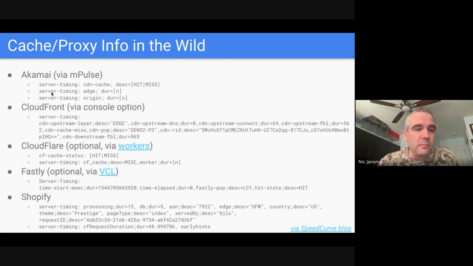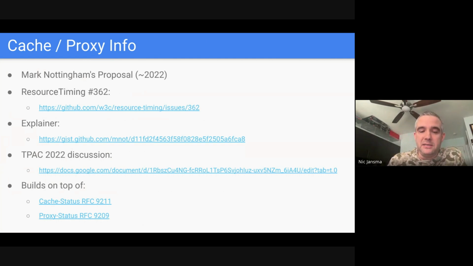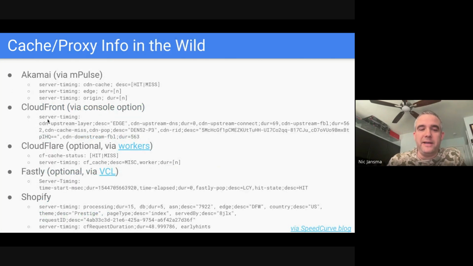I will note that in sampling this, the proposal today builds on top of the cache status and proxy status RFCs, which I think are just proposals at this moment. And I couldn't actually find any of those headers in the wild. I'm not sure if anybody here knows if anybody is emitting Cache-Status or Proxy-Status, but I couldn't find any examples. I haven't looked in the HTTP Archive, but at least on some of the big sites.